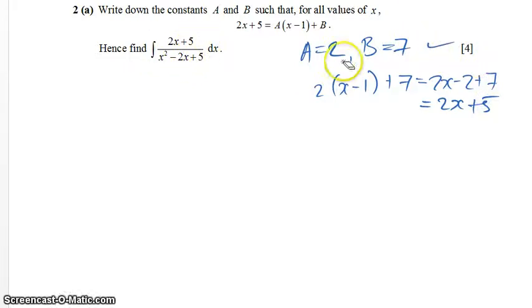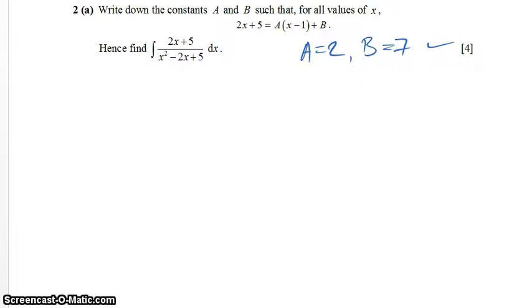So I'm just going to get rid of that. Now we need to find this integral here. So how do we do that? Well, that is a bit of a hint, and the hence also gives us a clue. So we're going to split this top line up. This is actually the integral of 2x minus 2 plus 7, each over the denominator.